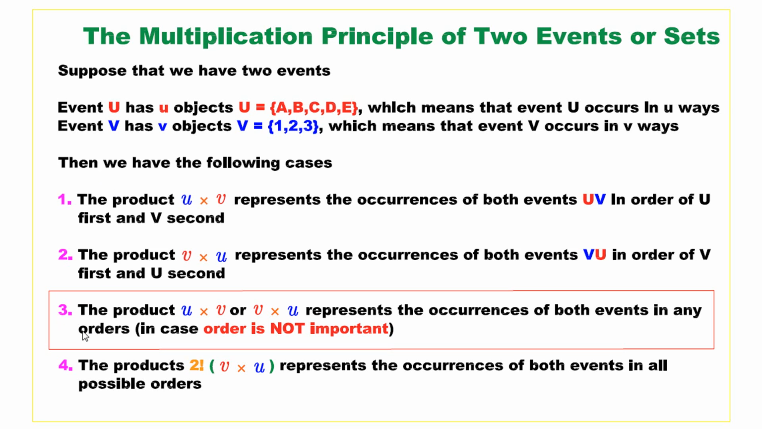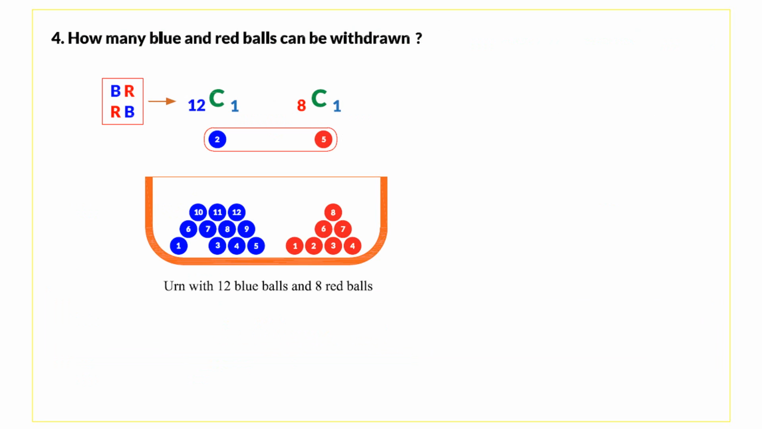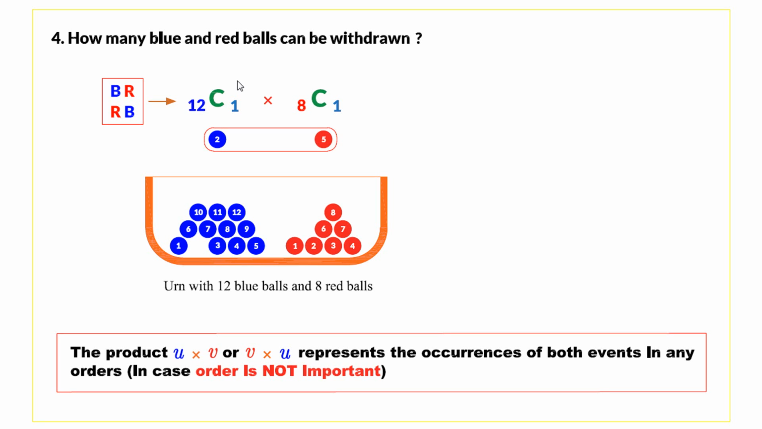We need the case number 3 for our combination formula, because the combination formula assumes no order for sampling elements, and this case in the multiplication principle also assumes no order. So going back to our question, we have two sets. The first set is 12 combined 1, and the second set is 8 combined 1, and now we want to know the number of possible outcomes from these two sets. So we can use the multiplication principle by multiplying the number of these events together, and we get 96 possible outcomes.